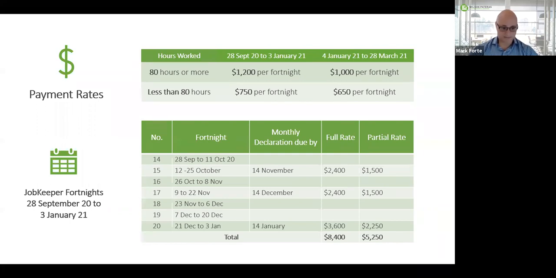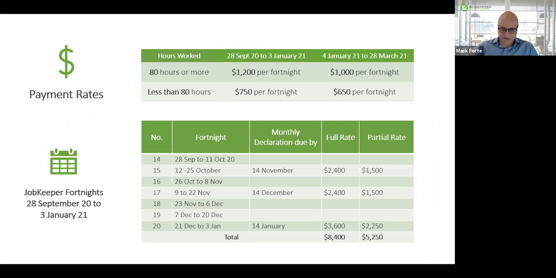The number of JobKeeper fortnights in the current JobKeeper period that we're in, there are 7 fortnights altogether. So this table here shows you the dates of those fortnights. It ends on the 3rd of Jan. As you probably will know by now, for people who are already in JobKeeper, JobKeeper number 1, you must submit a monthly declaration, which is due by the 14th of the month after.